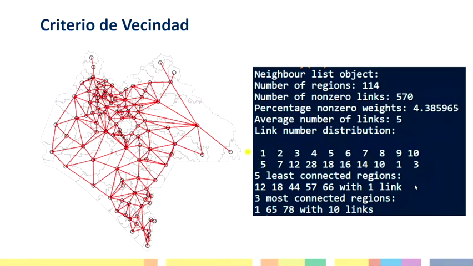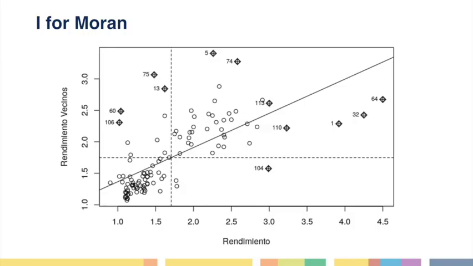There are 5 municipalities with just one neighbor or one link. And the average here would be 4 or 5. They have the largest numbers. And finally, 3 municipalities have 10 neighbors, which are the ones that are concentrated in this part.